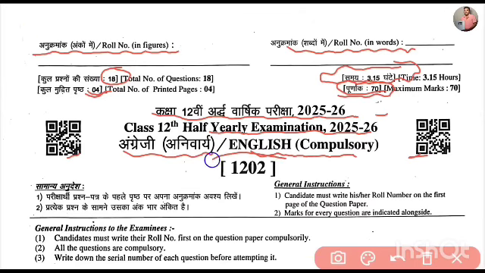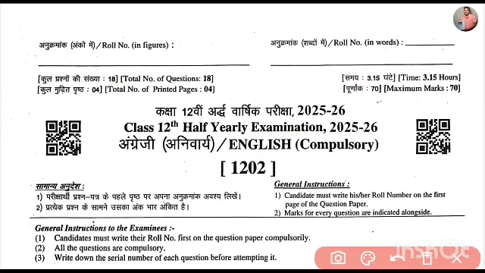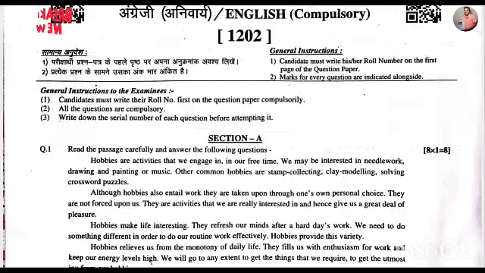You can see the code of the paper, 1202. This is the code for your English paper, and general instructions have been given to you that the candidate must write his/her roll number on the first page of the question paper. His/her roll number must be written in words and not in numbers. Each question has its mark bar marked next to it. You'll find the entire paper in this video. You'll have to watch the video until the end.